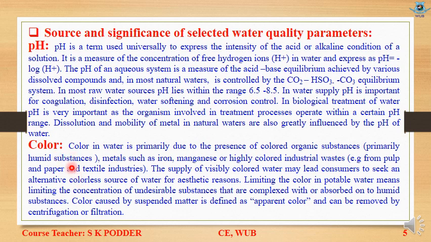Let's see about the color. Color in water is primarily due to the presence of colored organic substances, primarily humic substances, metals such as iron, manganese, or highly colored industrial wastes. The supply of visibly colored water may lead consumers to seek an alternative colorless source of water for aesthetic reasons. Aesthetic means from the sense of beautification.